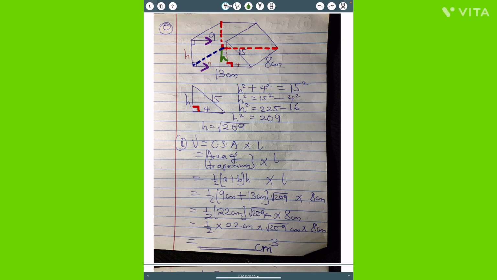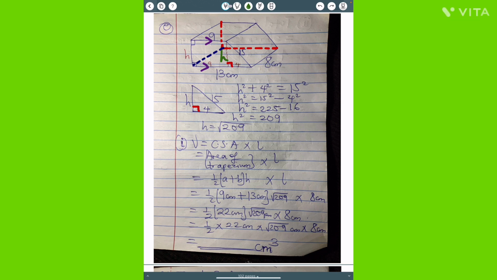So I can now get my cross-sectional area, which is the area of the trapezium. Half open bracket, sum of the two parallel sides, which is 9 and 13 here. You understand? This is the first parallel side, 9. This is the second parallel side of the trapezium, 13. So half times 9 plus 13 times h, which is root 209, times what? 8, which is the length of the solid, will give me the area. Sorry, will give me the volume. So I multiply all of these and get my volume. 9 plus 13 is 22. Half times 22 times root 209 times 8 will give the volume of the solid.